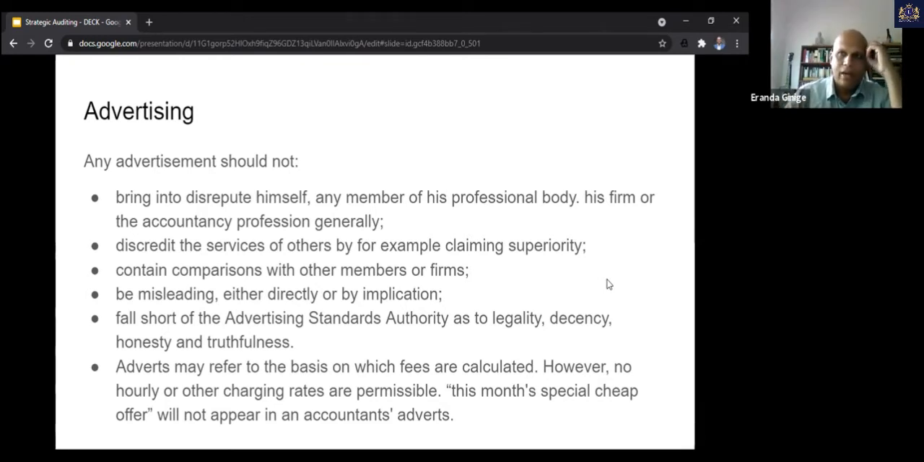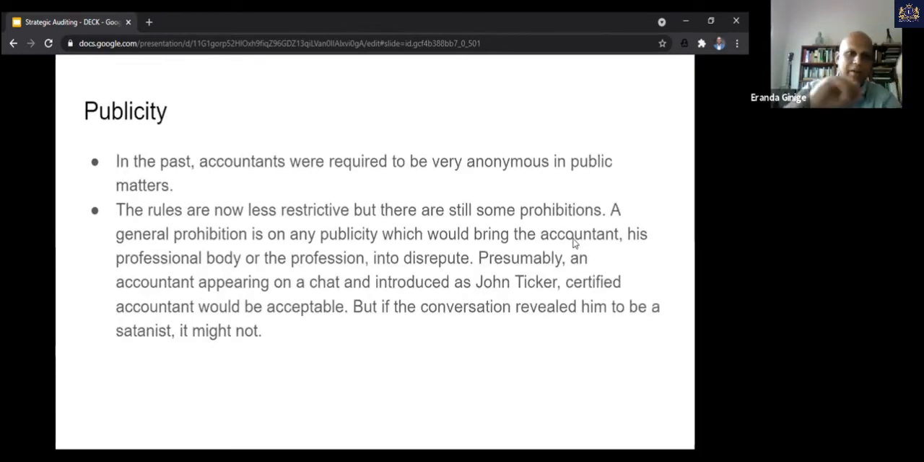So an audit firm can't advertise like anybody else. That's the bottom line. This kind of leads to publicity.